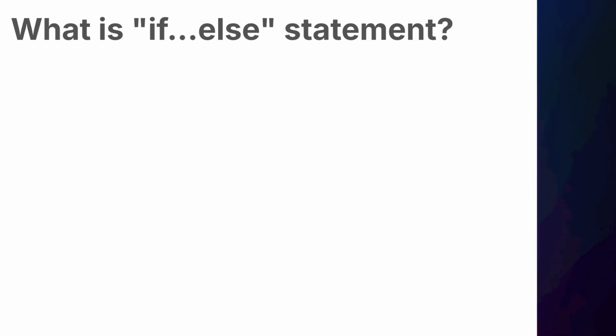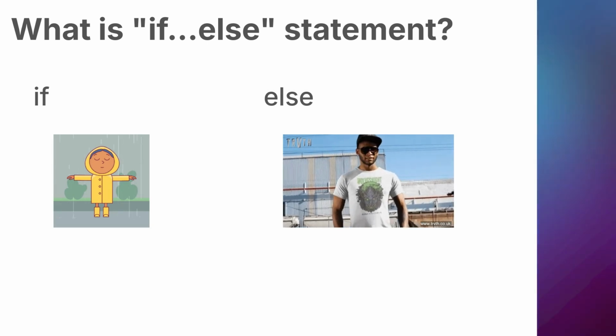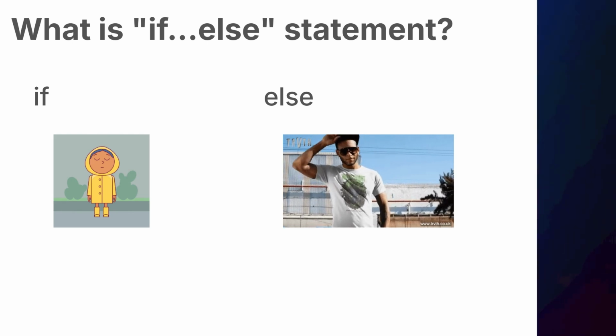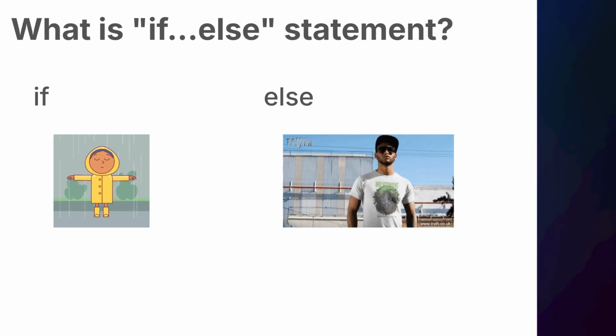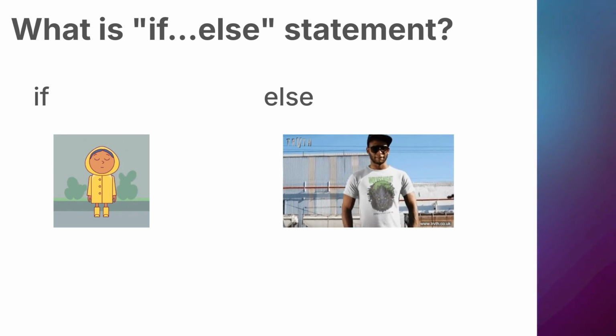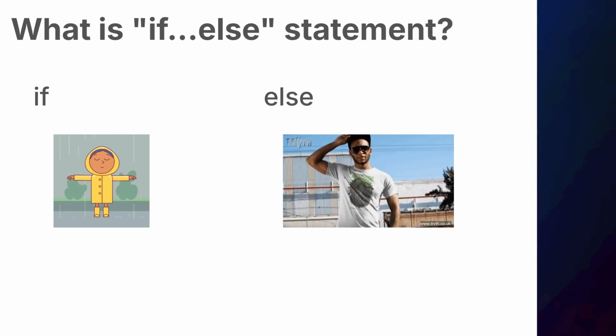What is the if-else statement? Imagine you're deciding what to wear. If it's raining, you wear a raincoat. Else, you wear a t-shirt. That's exactly how Python makes decisions too. It checks if something is true, and then does what you tell it to. If it's not true, it moves to else and does something different.